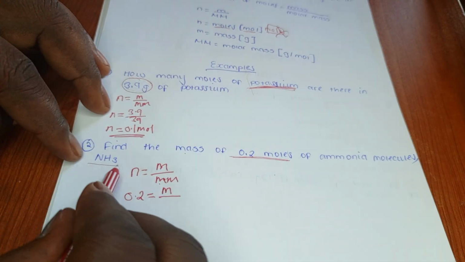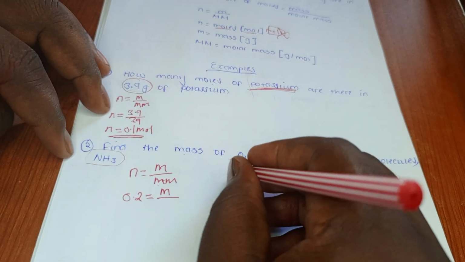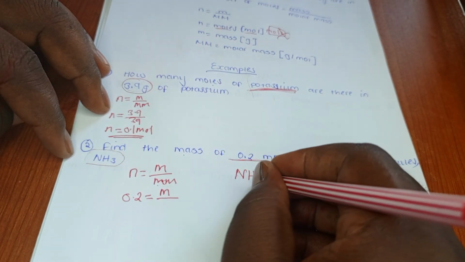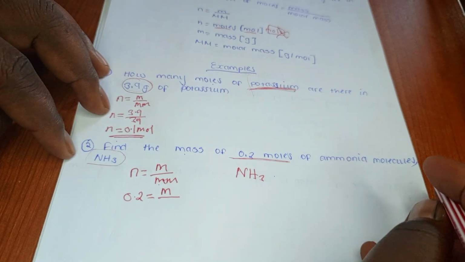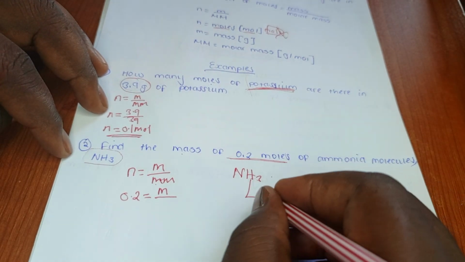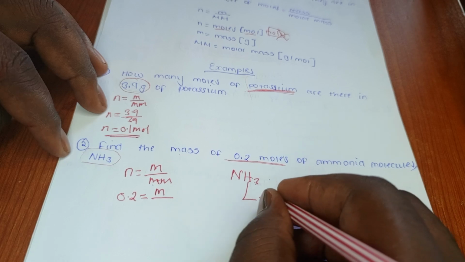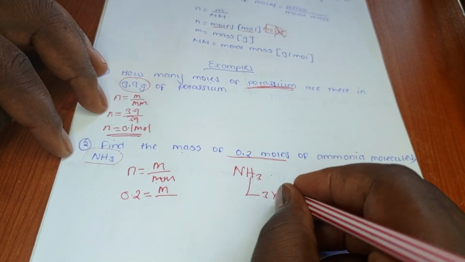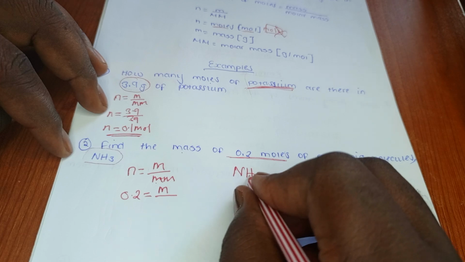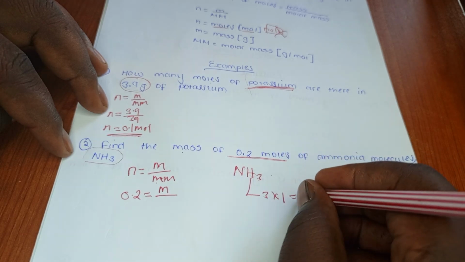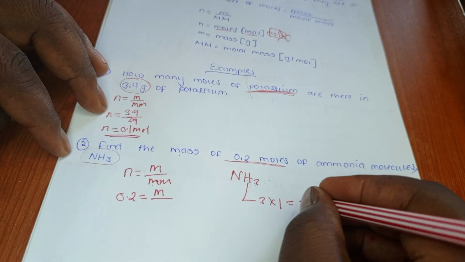So the formula for ammonia is given. We'll get NH3 like this. Then now we find the Mr. As you can see, we have 3 times 1. So we get the mass number from the periodic table for hydrogen, which is 1, is equal to 3.